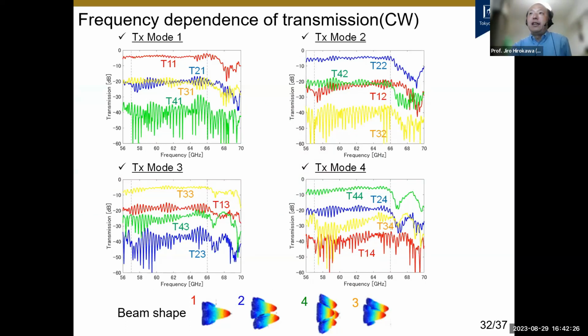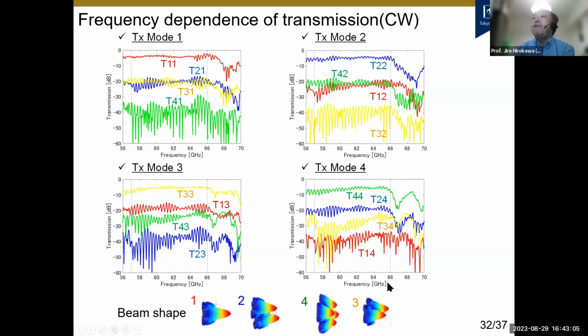At first, I will show you the frequency dependence of the CW transmission. The left top figure shows the TX mode 1, right top is for mode 2, left bottom is for mode 3, and right bottom for mode 4. And the bottom figure shows, as I explained before, the beam shape.